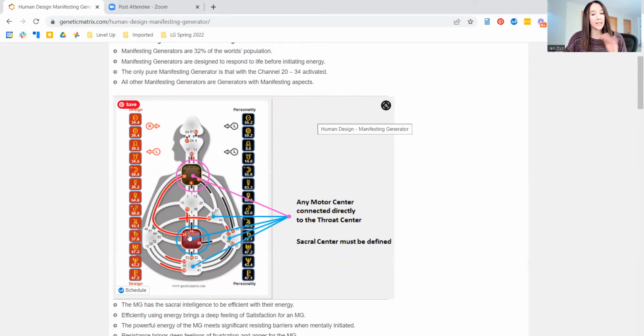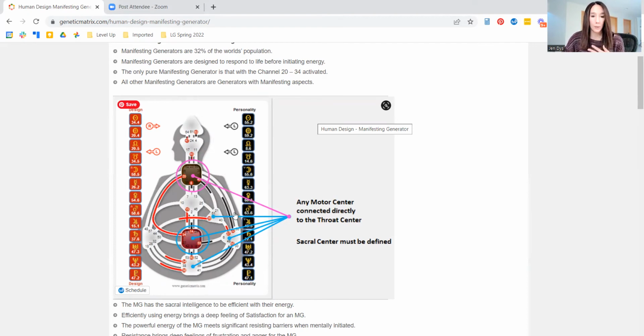But here, any motor center is directly connected to the throat center. By the connection of one of the four motor centers to the throat center, that is what makes them the manifesting piece combined with the generator piece. So we have the sacral center, and the throat center is defined. If you have a connection to the throat center, that throat center is going to be defined. See this full channel from the sacral center to the throat center in this chart. That's what's making this person a manifesting generator.